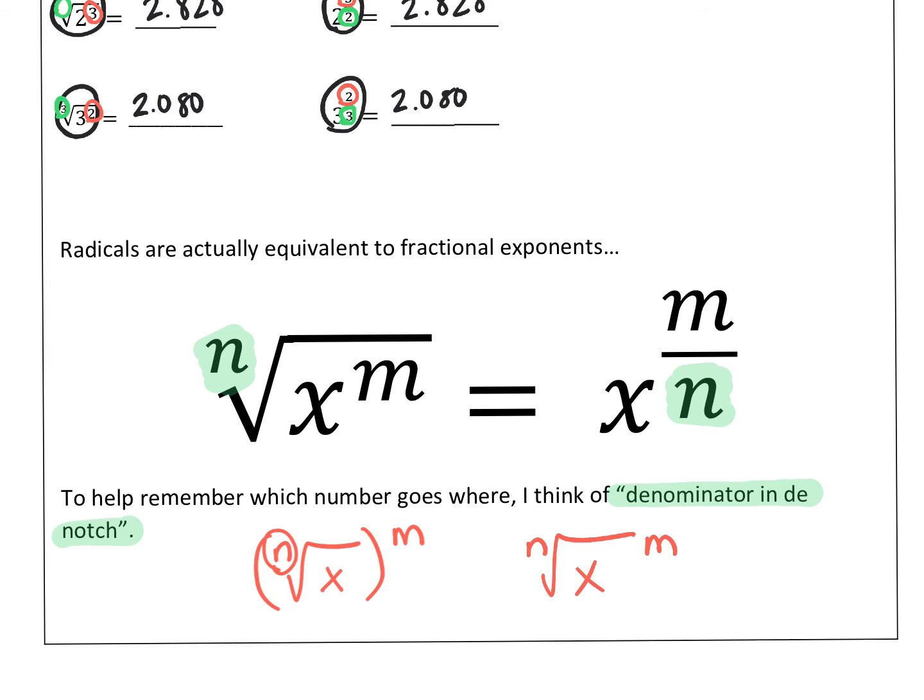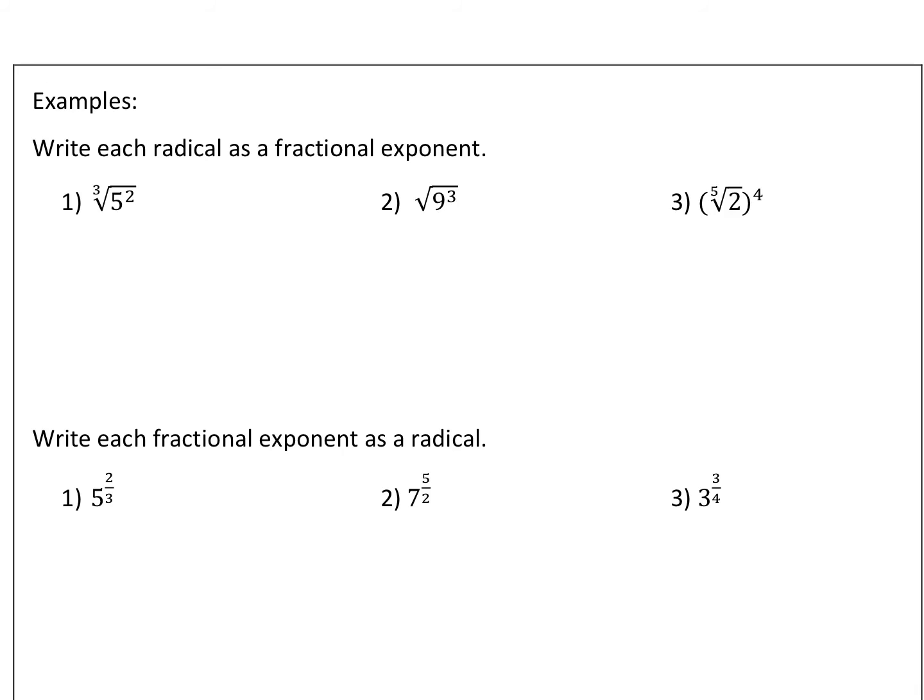So we're going to go ahead and practice with this. Our first examples are writing each radical as a fractional exponent. Remember that the big number is your base, so it's going to be 5. Denominator in the notch, so my denominator is going to be 3, and then 2/3 will be my other one. Now, denominator in the notch. Remember that on a square root, it's an implied 2. So my denominator is a 2 and my numerator is a 3. And on this one, I have a base of 2. My denominator will be 5 and my numerator will be 4.